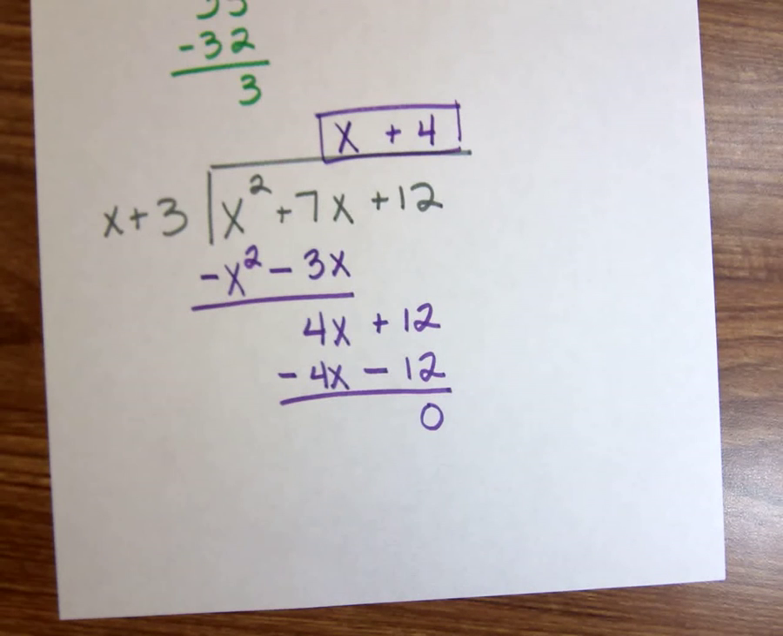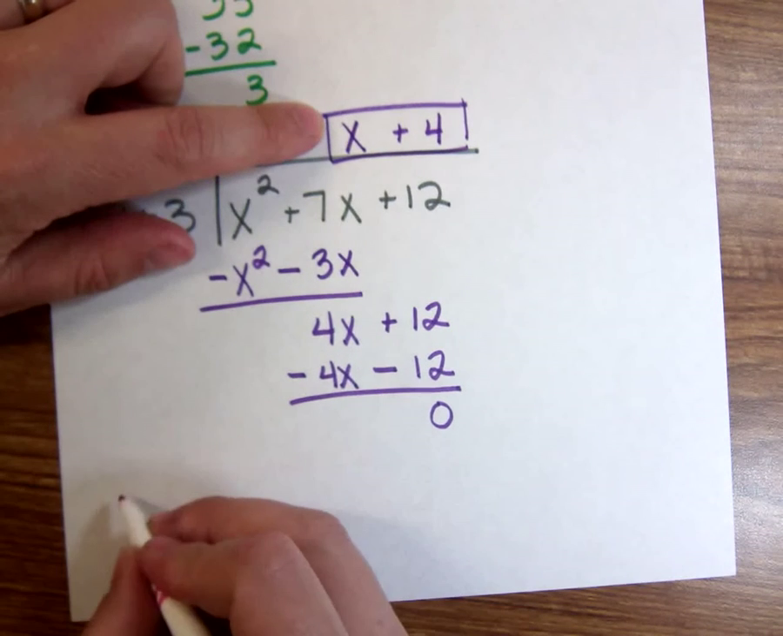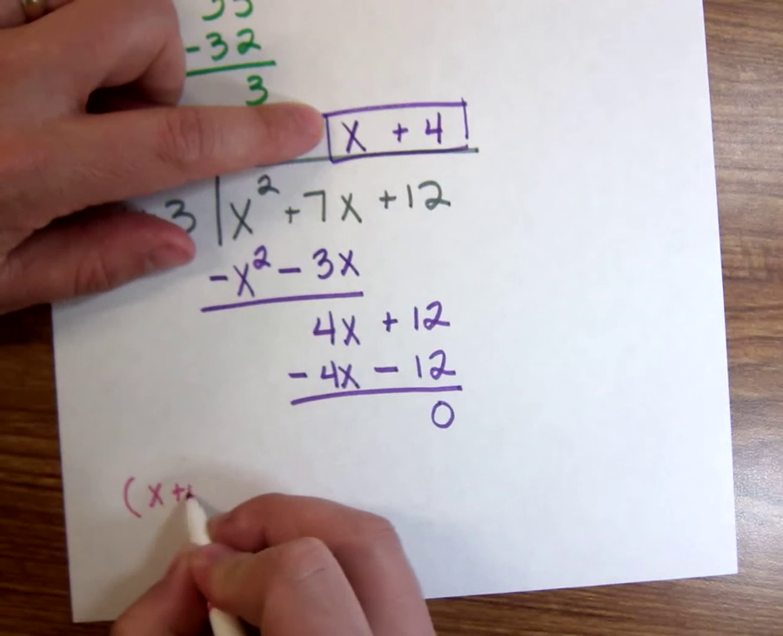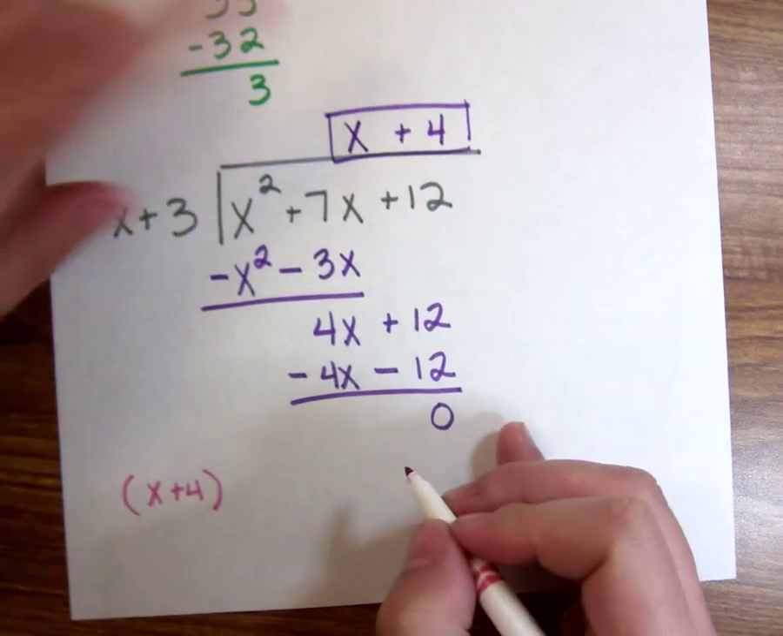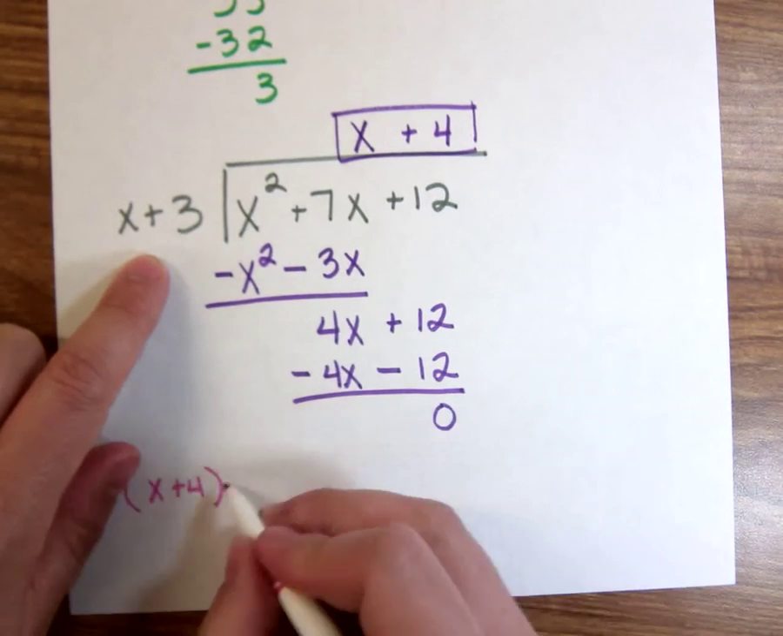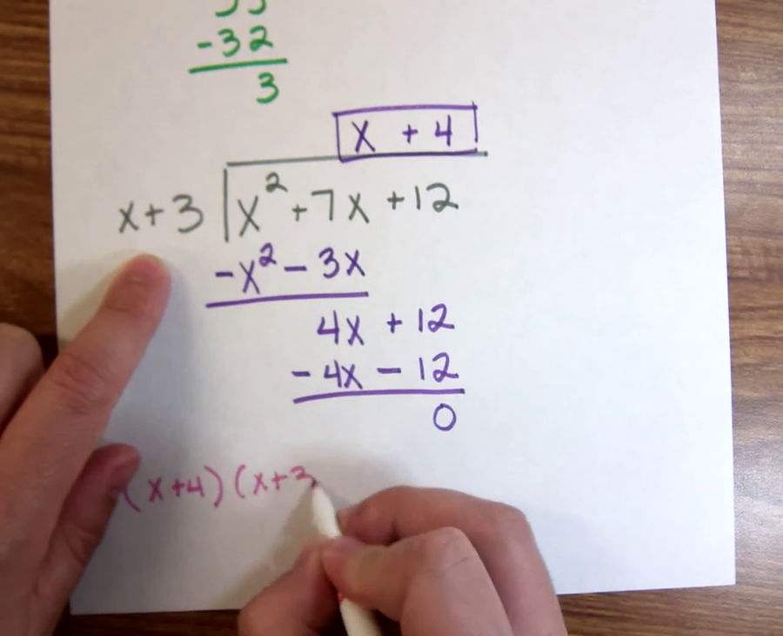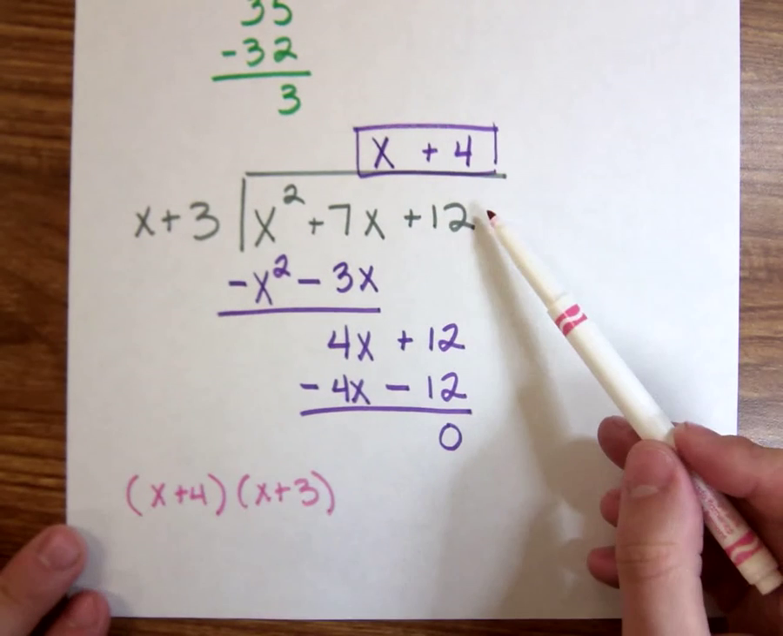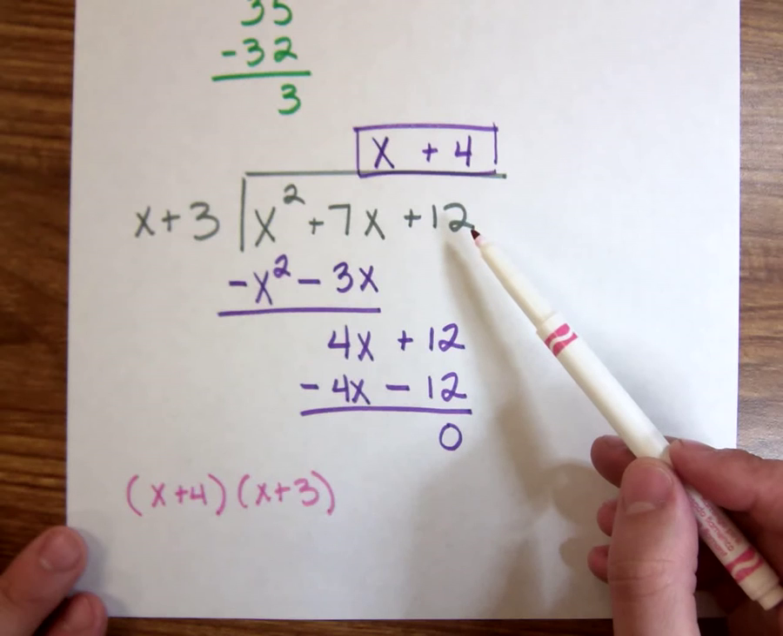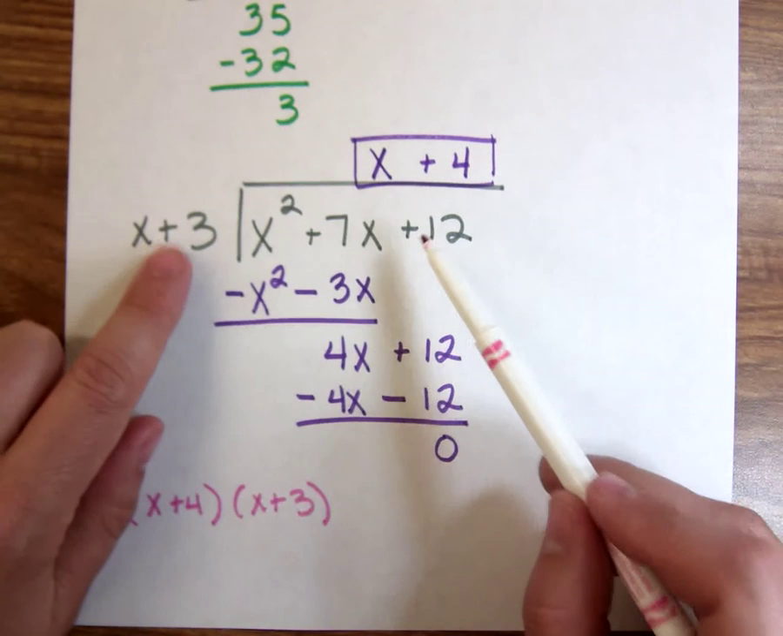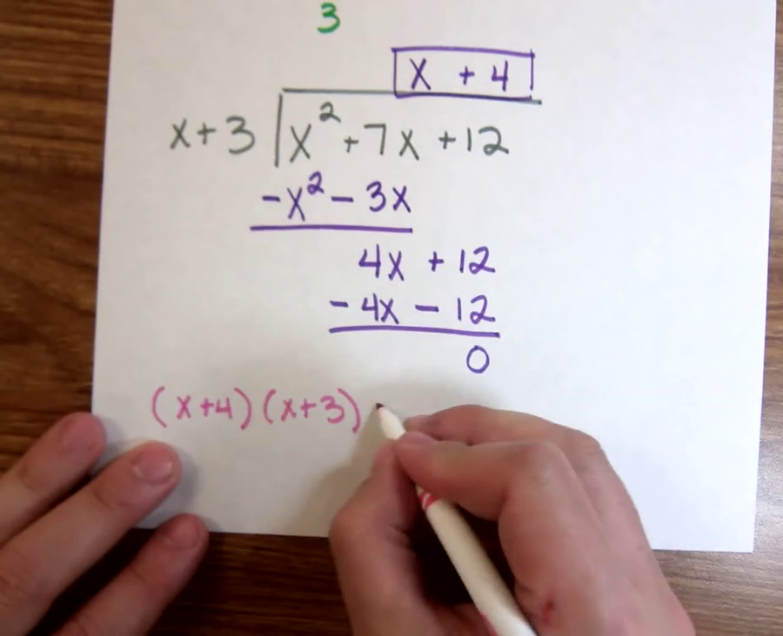You can. You take your answer, x plus 4, you multiply by your divisor, x plus 3, to verify that you got the dividend. One of these is the divisor and one of them is the dividend. I get them mixed up all the time. Anyway, it doesn't matter. So let's multiply.